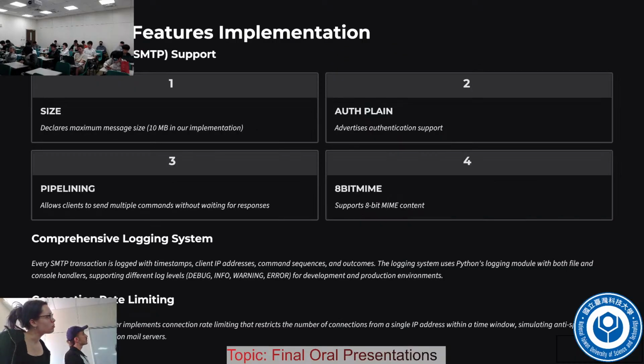Yeah, so I also explained it here. Then on the advanced features slide, we also added ESMTP-like functionality: size limits on message size, AUTH adds authentication, pipelining improves performance, and 8BITMIME supports richer message content. Then finally, we also added detailed logging for traceability and rate limiting to reduce abuse and simulate real server protection.